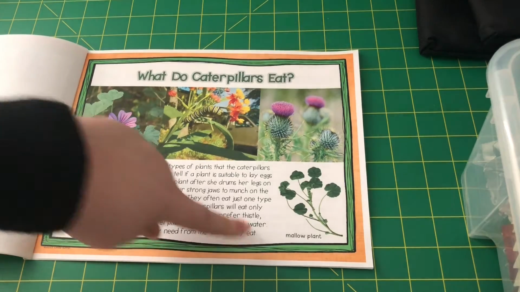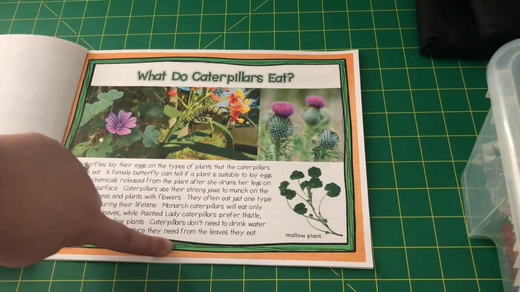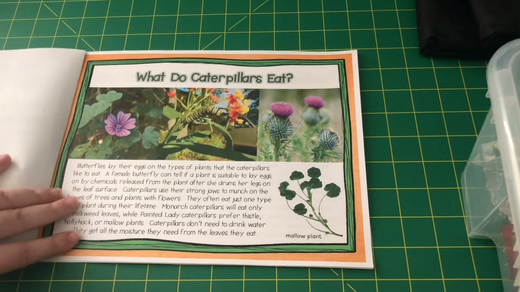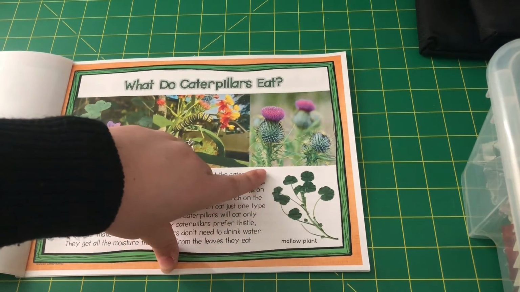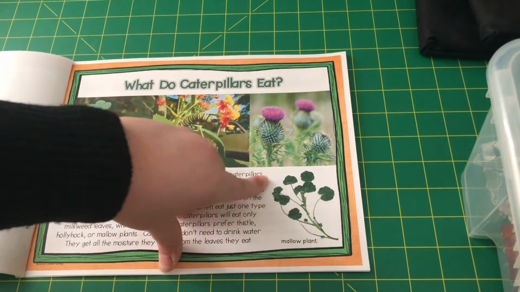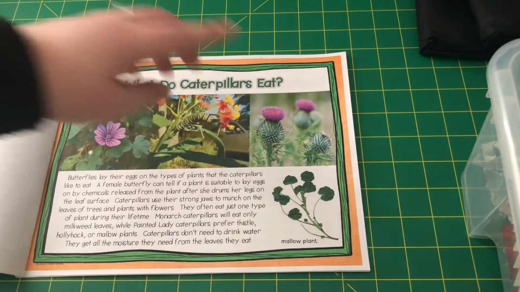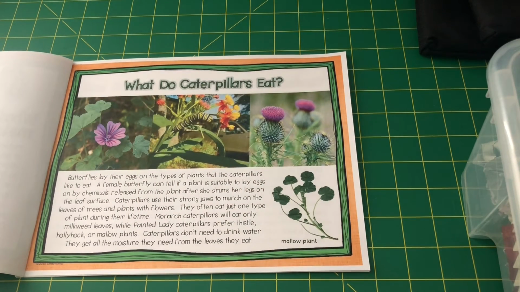Caterpillars don't need to drink water. They get all the moisture they need from the leaves they eat. So that's really interesting. Look up. Caterpillars don't drink water. Instead, they get their water from the water that's inside of the leaves and the plants that they eat. And so, certain caterpillars will only ever eat one type of plant. Like the monarch butterfly eats only the mallow plant, and the painted lady caterpillar eats thistles, hollyhock, or mallow plants, so they choose from a bunch of different ones. Okay, let's look at our page again.